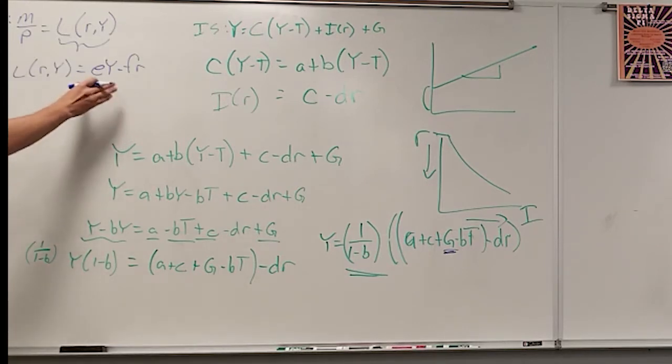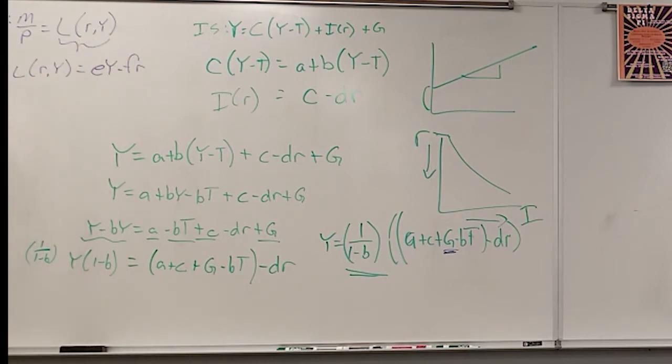Let's see what happens when we plug it back into this. So we end up with M over P equals E Y minus F R. And we can solve this for R. Playing with the algebra here, to solve for R, we get M over P minus E Y equals negative F R. So then I can multiply everything by negative 1, switch sides. F R is equal to E Y minus M over P.